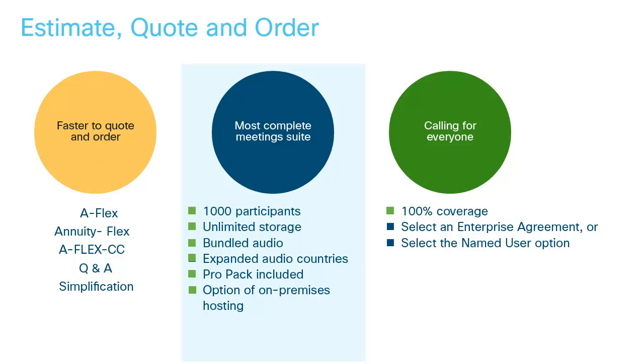If your customer wants to go all in for Cisco calling, they would select an Enterprise Agreement. Or if they just want to deploy for small departments, they would select the named user option. The result is that we have a flex plan offer to address your customer's needs.